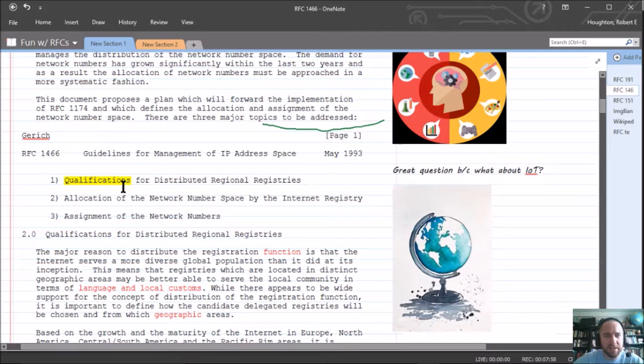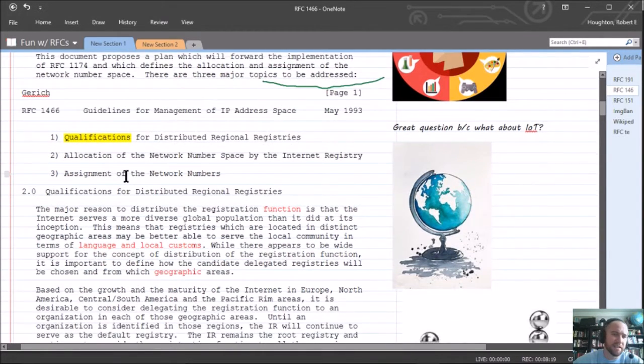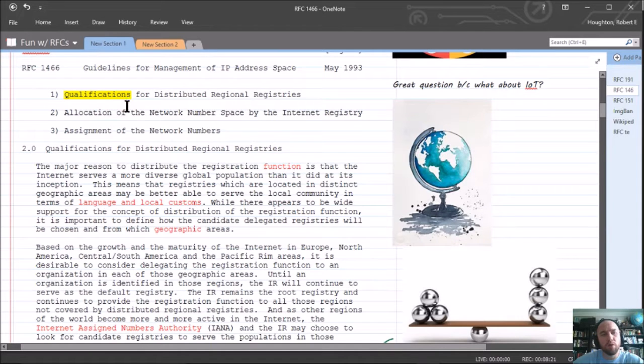The first one is guidelines for distributed regional registries, the allocation of the network number space by the Internet Registry, and assignment of the network numbers. And of these three, I just highlighted qualifications because that is an interesting question. What would qualify as needing an IP address?